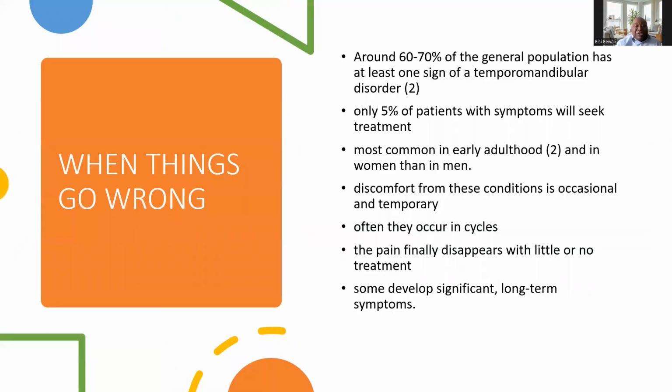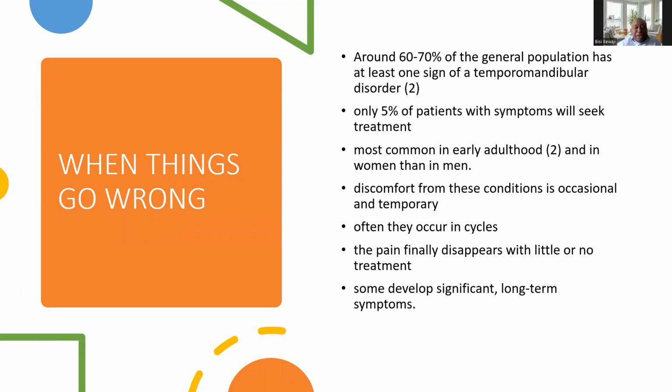And this is just a general thing. When things go wrong, like it says, in 60 to 70% of the general population, they have at least one sign of this, whether it's the clicking joint or whatever. Like I said, only 5% of patients seek treatment. It's more common in women than it is in men.